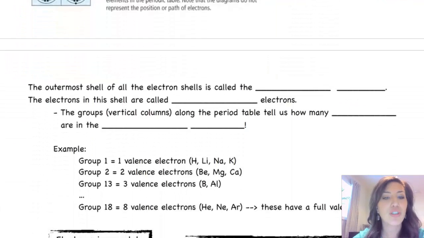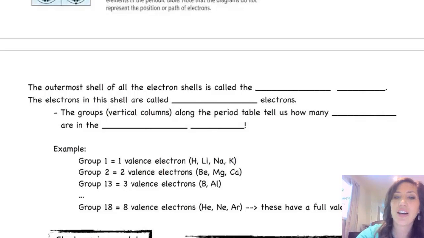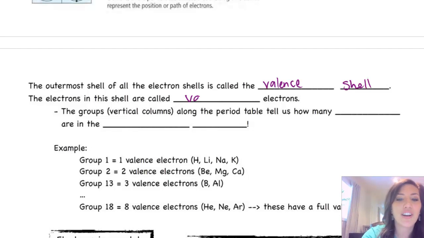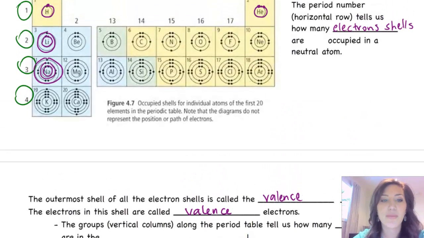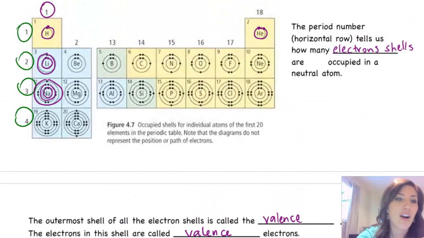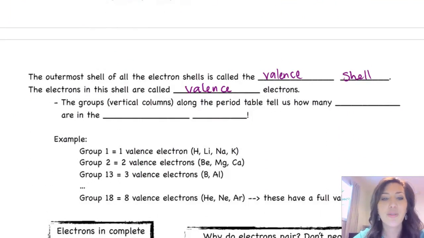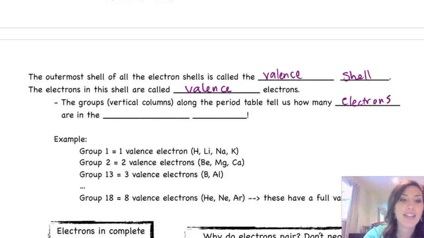The outermost shell, so the one on the outside, is called the valence shell. We did come across this word last day. The electrons in this shell are called valence electrons. The groups, or the vertical columns, so let me just remind you here, the groups are here at the top going down. These purple circles are our groups, so this would be group 17 here. The groups tell us how many electrons are in the valence shell.